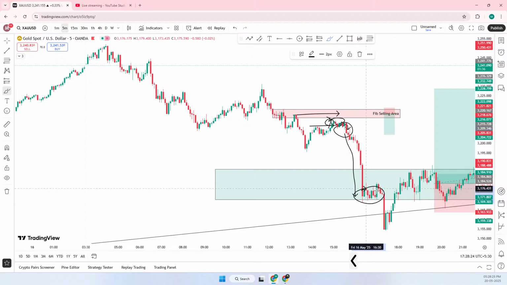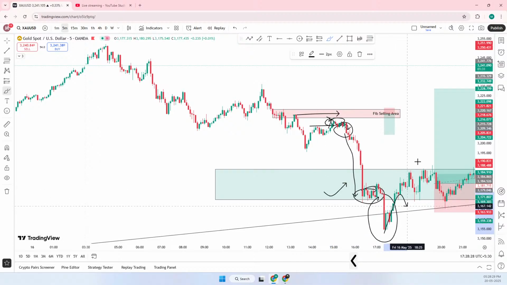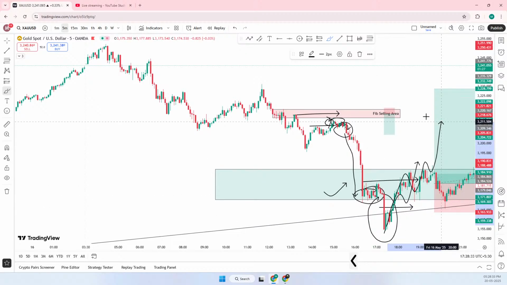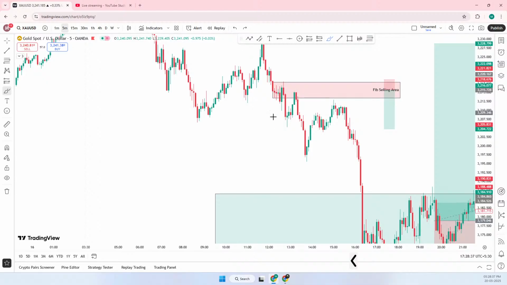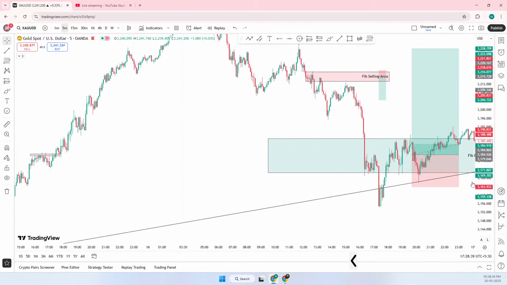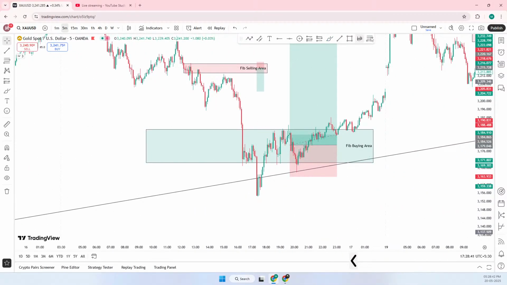So it directly reached our support zone. It took support, created a fake breakdown, and after the breakdown it reversed. It broke all the swings here, showing some positive momentum. And those who remember, after positive momentum we have to take some buy entries, right? And we have also marked our buying zone nearly around the same level.